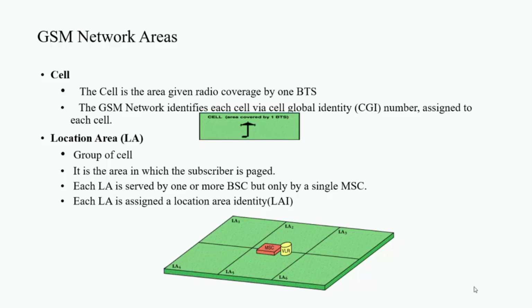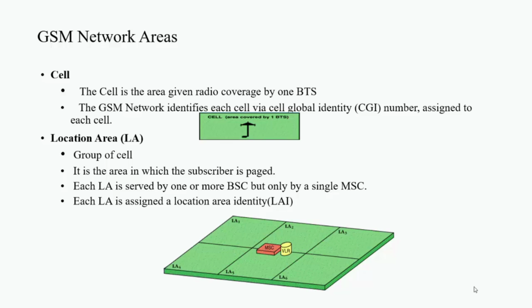First, the cell. You can see in this slide the smallest area of this division is the cell. A cell is covered by a base transceiver station, BTS. In one cell, there is one BTS which provides coverage inside the cell. And each cell is identified by the CGI, cell global identity. Then different cells form a location area, represented by LA.